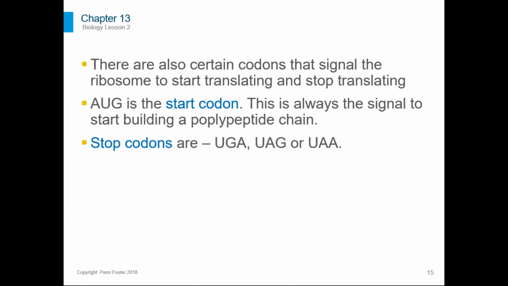We'll do a practice question in a minute, but there's also this idea you need to know that you've got really long chains of RNA. It's got to know when to start and stop. So there's certain codons that do that. If you see an AUG, that's the start codon. That's always the signal that this is where we're going to start building our chain of amino acids. And then there's 3 different stop codons. You could have UGA, UAG, or UAA. That's where it gets cut off and stops adding amino acids.